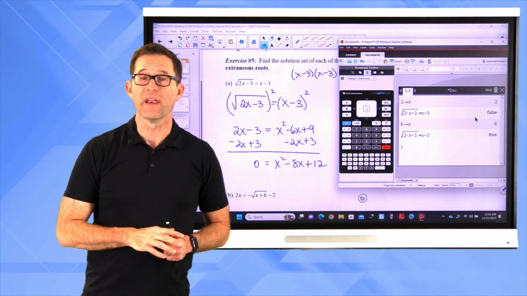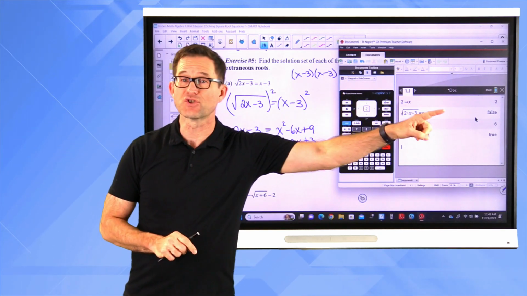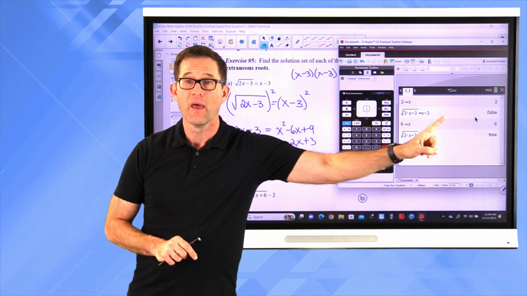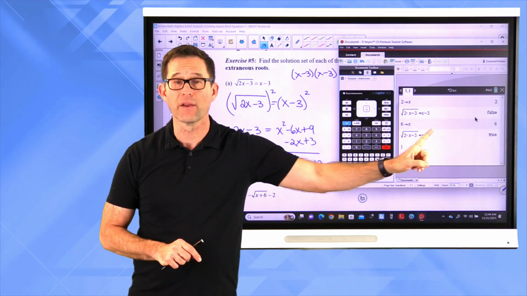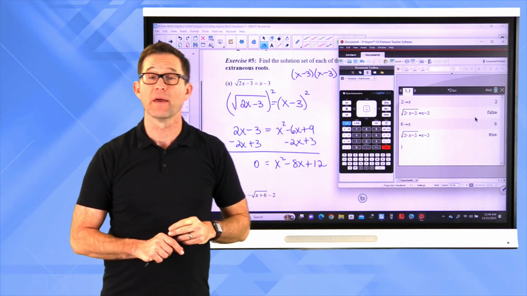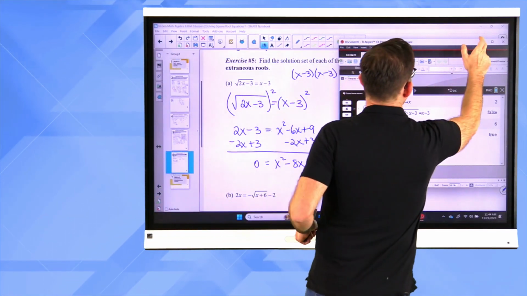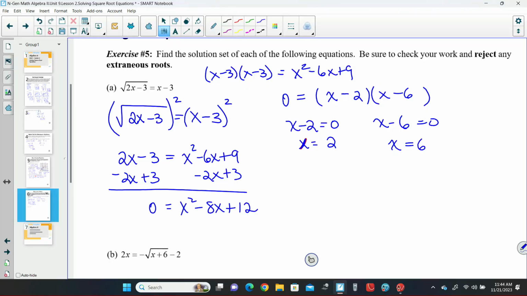So it appears that x equals 2 is an extraneous root because it's making my equation false when I substitute it in. And x equals 6 is a valid root, a valid solution, because it's making it true. How wonderful is that, right? I mean, there it is. So I can definitely circle this one and put a line through that one.